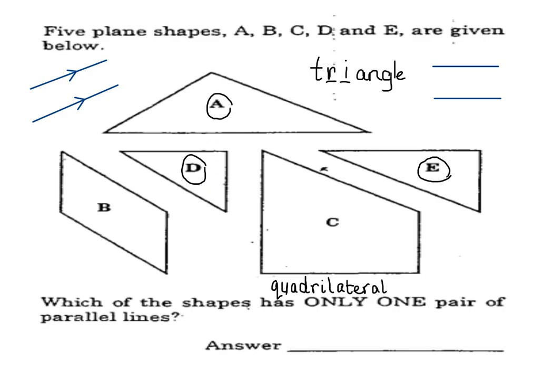Now, let's look at B. Does B look like it has any parallel sides? So remember, parallel lines are lines that never meet. So do you see any pair of sides that run alongside each other, look like they're the same distance apart, but don't ever meet each other?